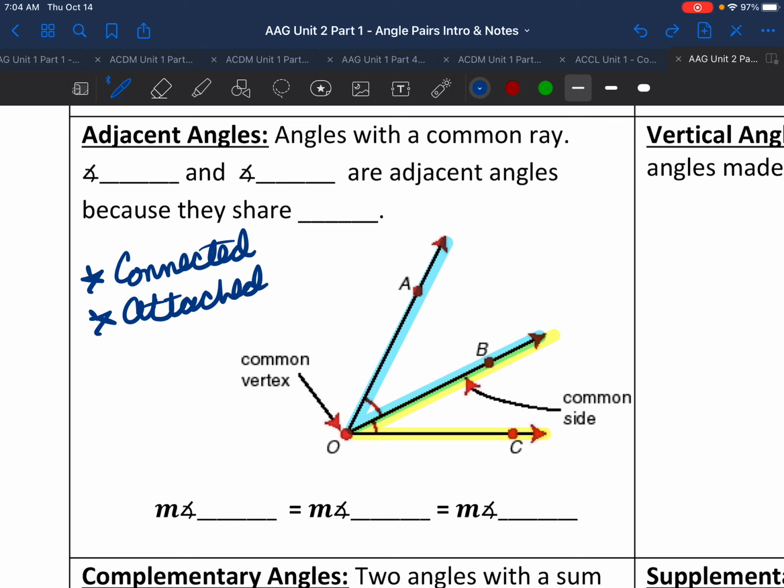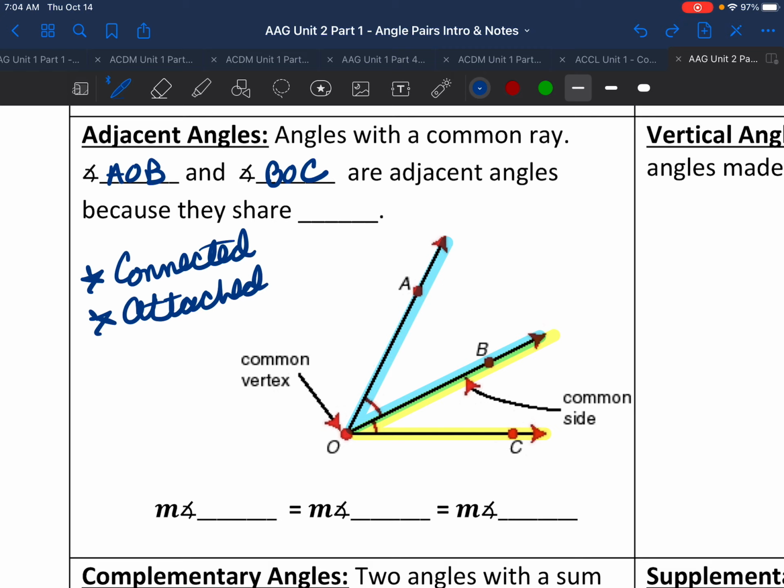So here's what we're going to say. Adjacent angles are angles with a common ray, or are connected or attached. Adjacent angles here would be angle AOB, which I highlighted in blue, and angle BOC, which I highlighted in yellow. Notice they have a common vertex as well, a common corner point. It's also the middle letter of my angle. Each time we write the letters for an angle, the middle letter is going to be your vertex.